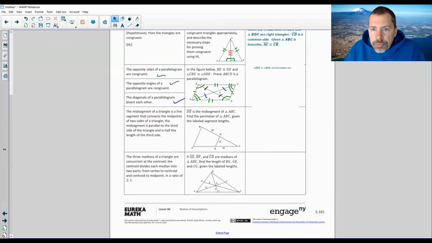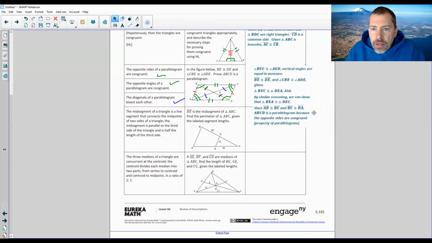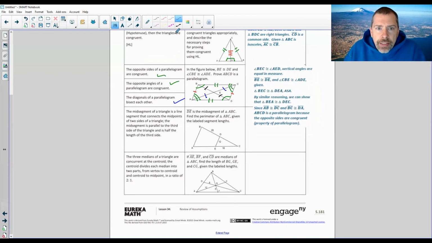So the measure of angle BE, let me just move this out of the way. This is a lot, so I'm going to make it larger because it's hard to see. The measure of angle BEC is congruent to ADE. BEC is right here, is congruent to AED because they're vertical and vertical angles are congruent. BE is equal to DE.